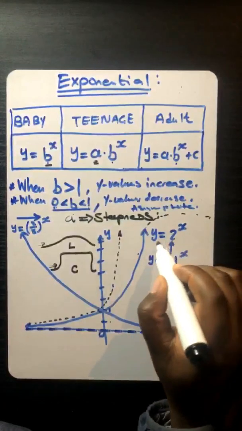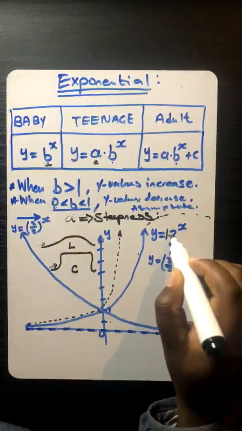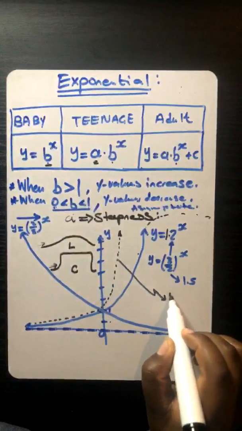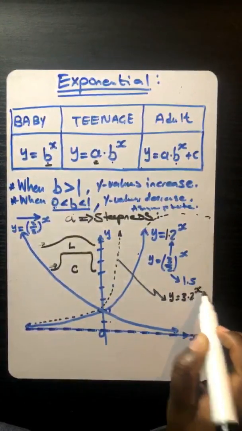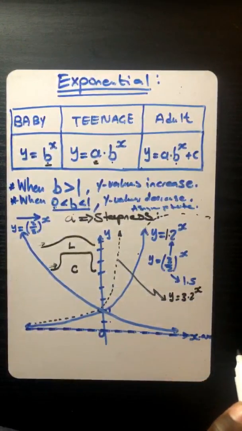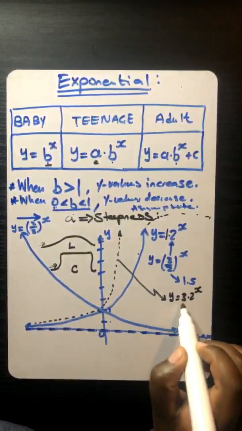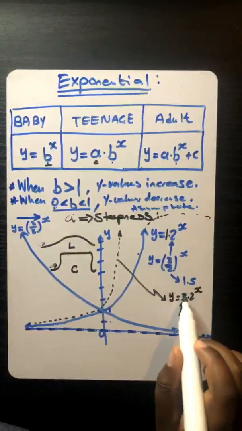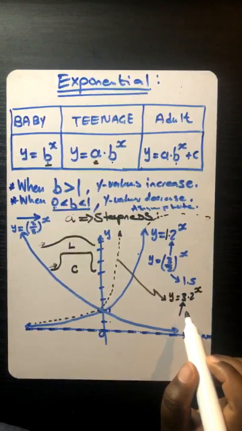So for this one, we've got an invisible 1 multiplying 2 to the exponent x. But for this one, we might have y equals 3 times 2 to the exponent x. Very important, ladies and gentlemen. So the a value influences the steepness. The bigger the a value, the steeper the slope of your function.